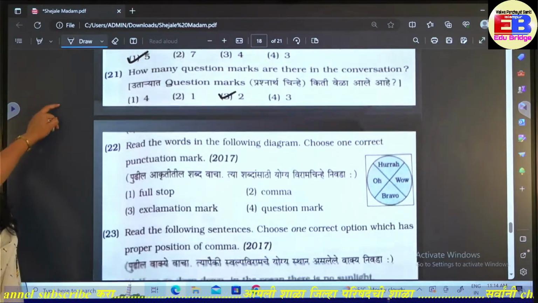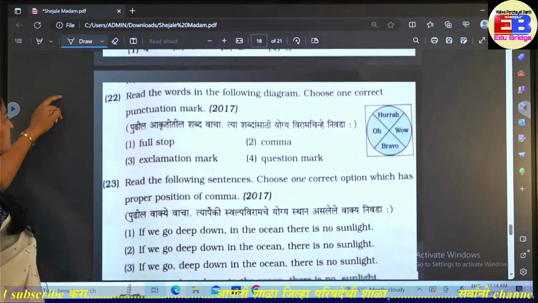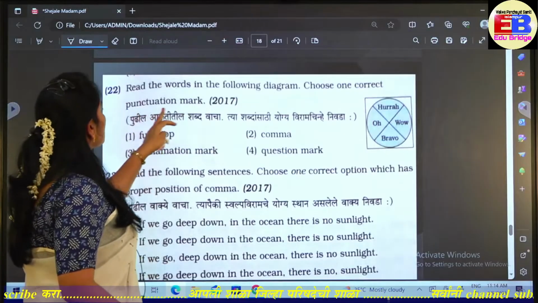Read the words in the following diagram. Choose one correct punctuation mark.